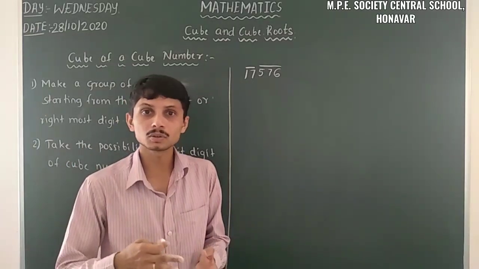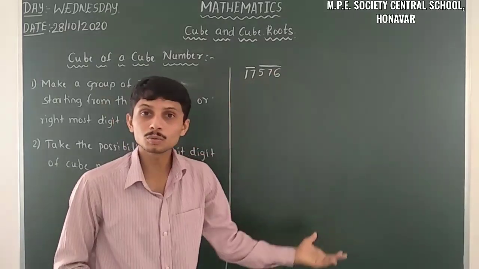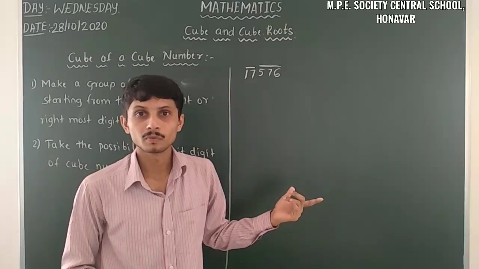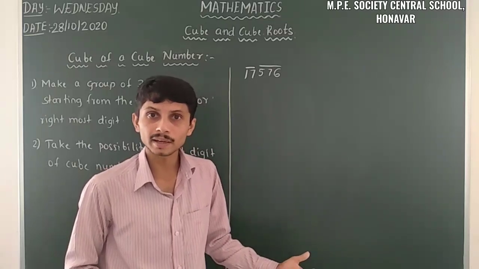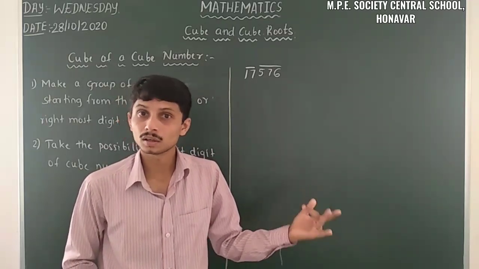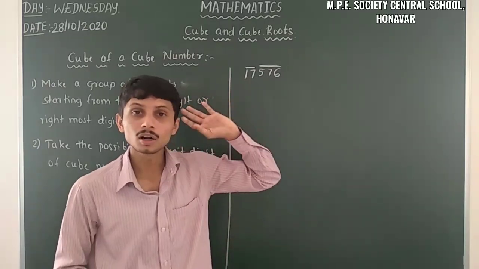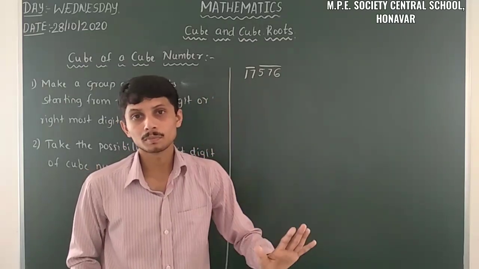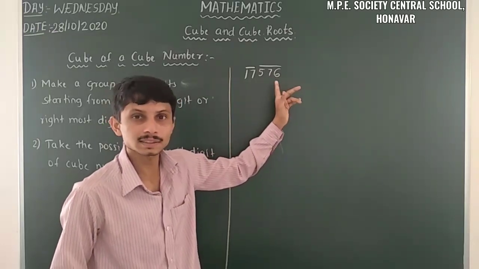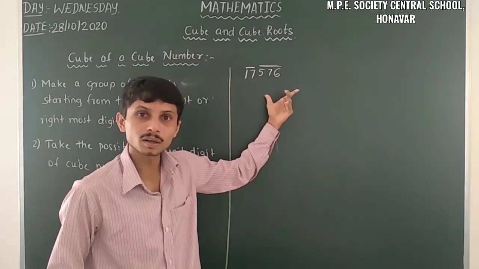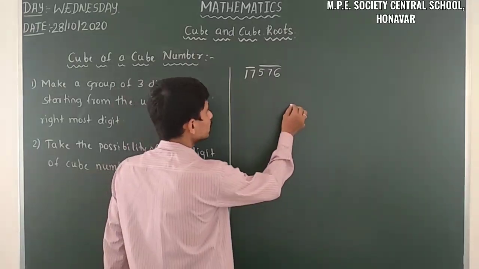Likewise here also the vice versa condition: when we have a cube number ending with 6, the cube root ends with 6 only. When we have a cube number with ending digit 2, the cube root ends with 8 only. So that's why we have to know at least 10 cube numbers for this purpose. Just observe, here 6 is the ending digit, so it's a cube number, and the possible ending digit in the cube root is 6 only. So we can take 6 here.